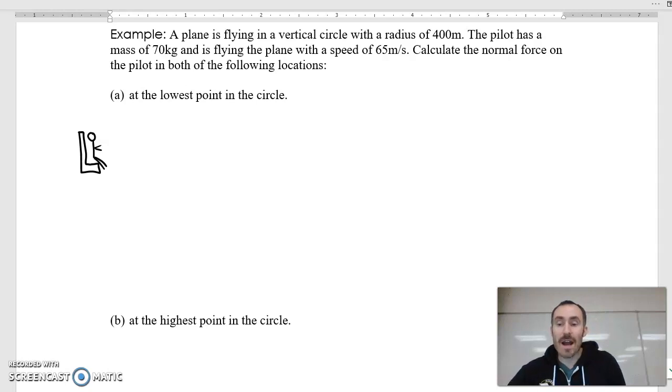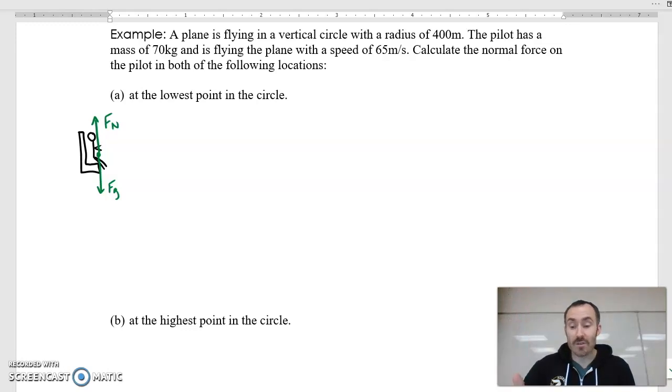The pilot is going to experience the force of gravity pulling down. Everything does all the time. And the pilot is going to also experience a normal force from the seat pushing up on him. If the force of gravity was pulling him down and the seat was not holding him up, he would just fall to the ground. And the combination of those two things is contributing to the circular motion.